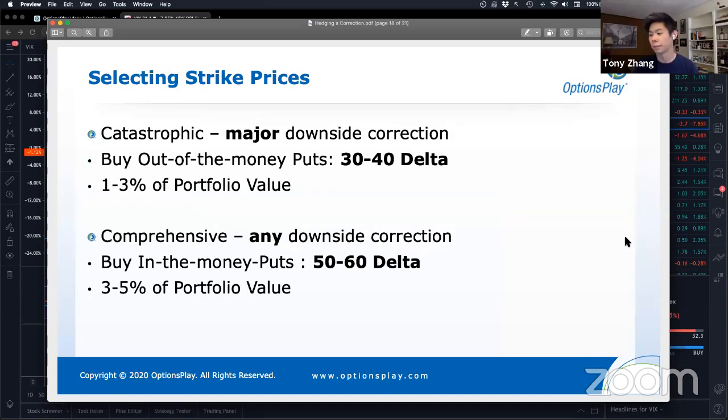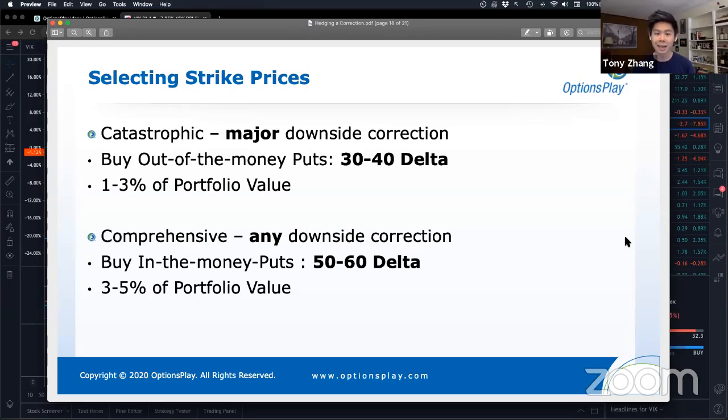Now let's talk a little bit about strike prices. This is really where it depends on how much protection you want to buy. Think about an insurance policy, think about your health insurance. You can buy different levels of protection, right? You can buy catastrophic insurance that protects you in case of a large catastrophic event, or you can buy very comprehensive insurance that covers you for pretty much everything. And just like insurance, catastrophic insurance is cheap, comprehensive insurance is expensive.